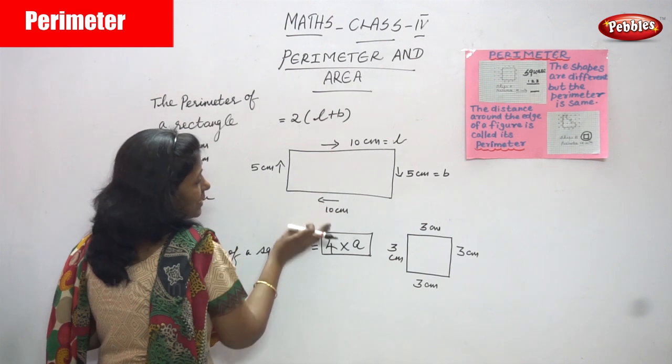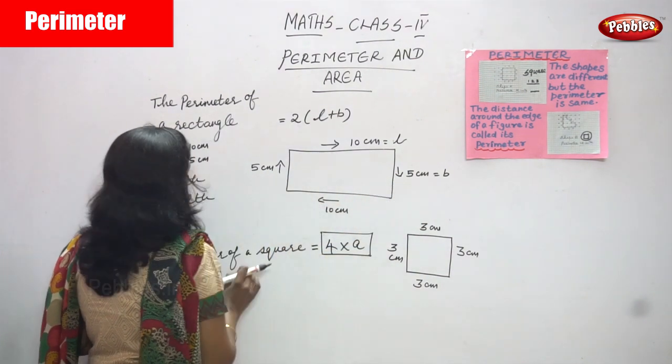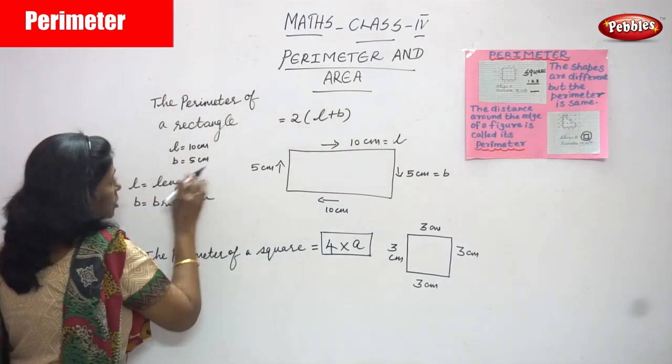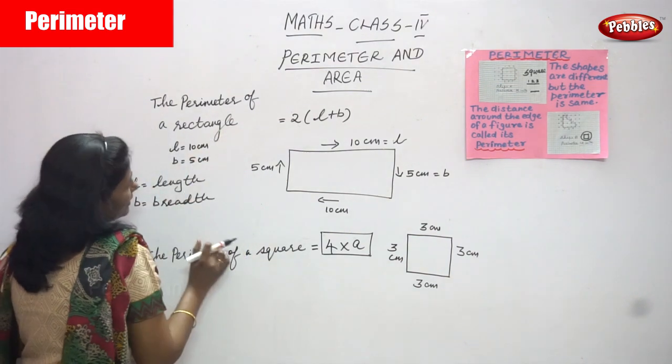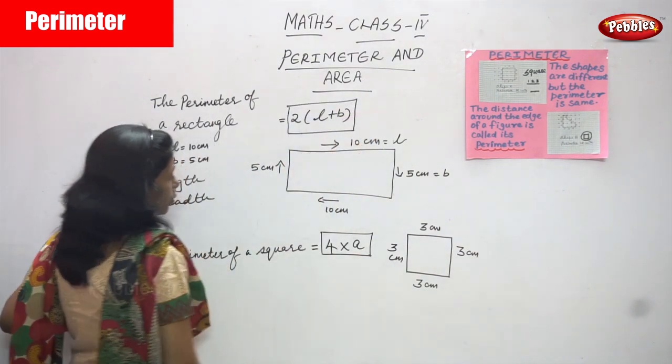Opposite sides are equal. So breadth is equal to what? 5 centimeters. L is equal to 10 centimeters, breadth is equal to 5 centimeters. The perimeter of rectangle formula, please don't forget it. Kindly memorize this formula: 2 into (L plus B).